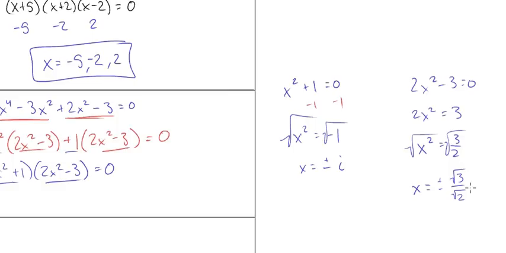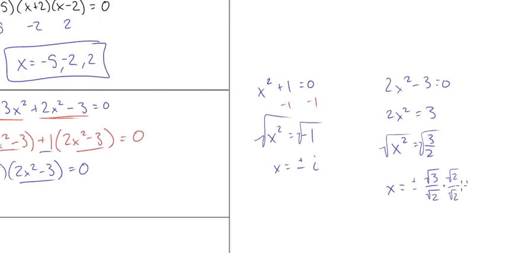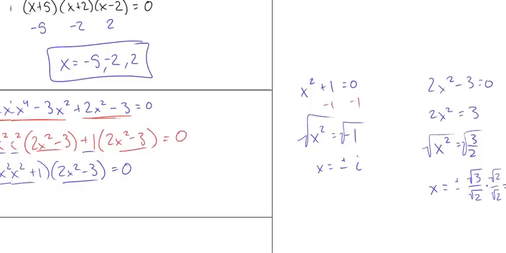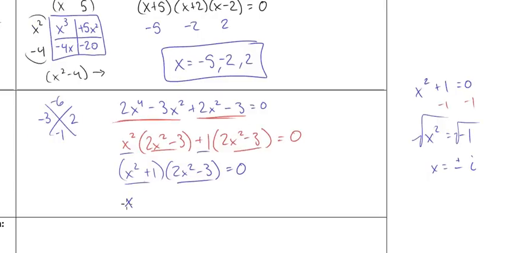Now we don't want the square root in the denominator, so we multiply both the top and the bottom by the square root of 2, and we end up with plus or minus, so positive or negative, square root of 6 over 2. And there's our answer. So let's bring those on back. So plus or minus i and plus or minus square root of 6 over 2. And there's our solution. So x equals i, negative i, the square root of 6 over 2, and negative root 6 over 2. All right, hope that helped.